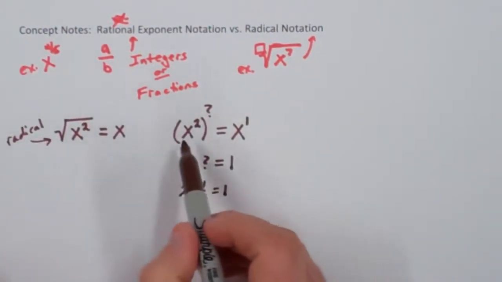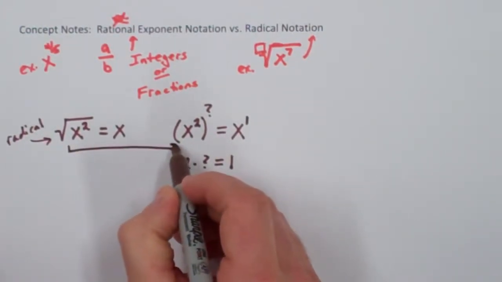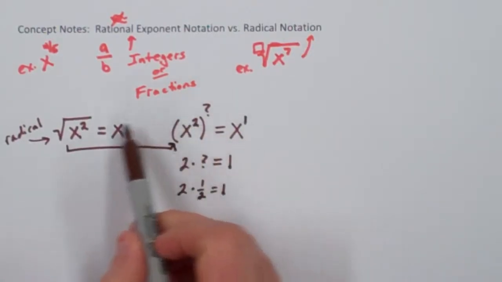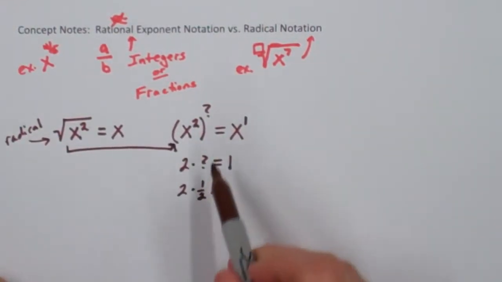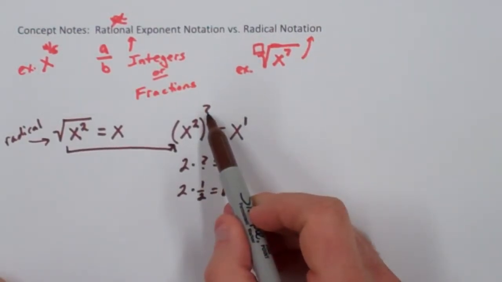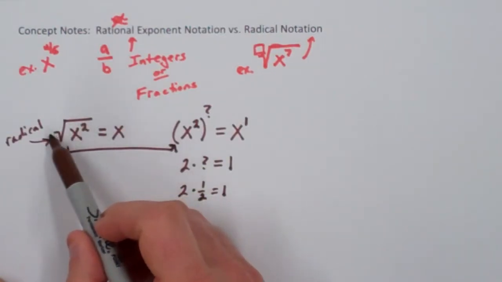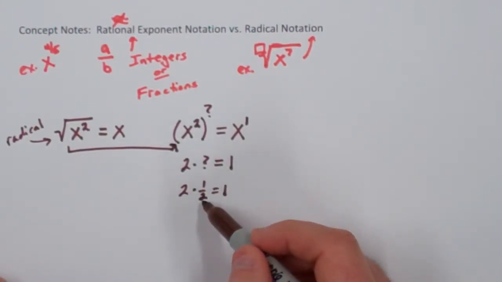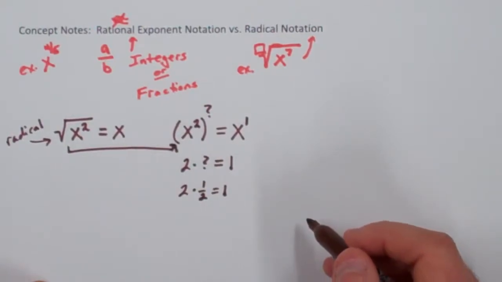So the only thing that's different between this side and that side is we still have an x squared here, and the only thing that's different is the radical is now gone, and in its place there has to be a 1/2. So we can now understand that a square root is really just raising something to the 1/2 power. Does it work for other things as well? And it turns out it does.